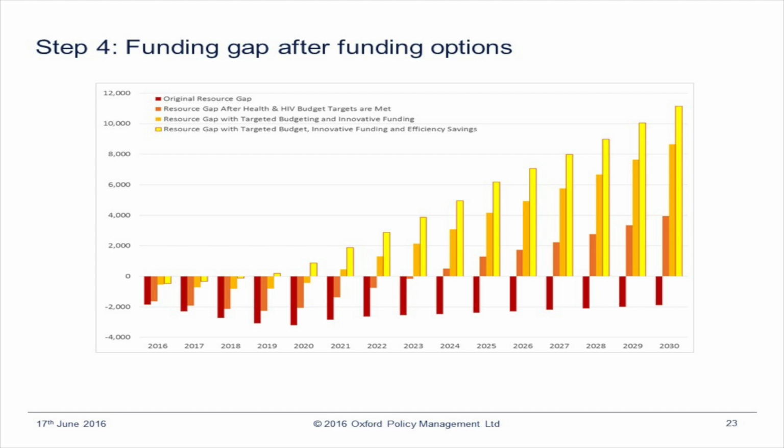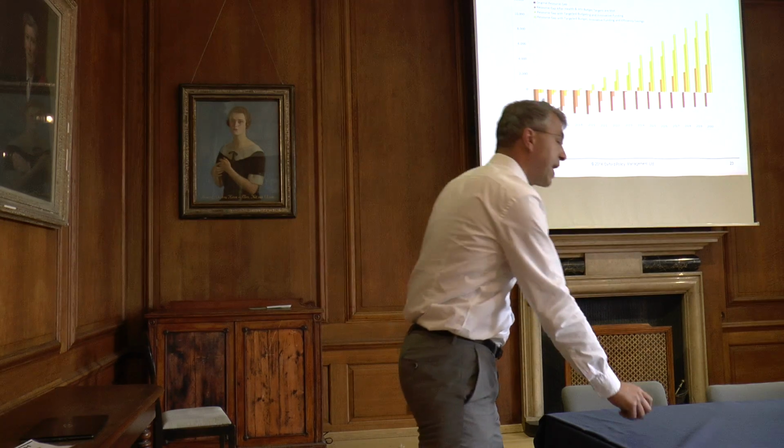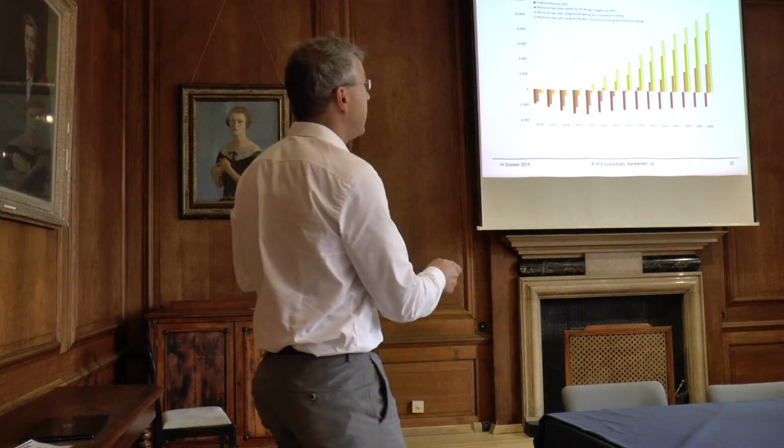What we then end up with in the last block is this: the red chart is the original resource gap. And then we have reduced resource gaps. The orange one is by a reprioritization of health within a public budget. The slightly less orange one is by adding an innovative financing levy, etc., and earmarking that additional revenue to health or HIV, and the yellow one is done by additionally adding technical efficiency savings. What we then see is that in this particular case, the gap would be plugged in 2019, and after 2019 we have a surplus.